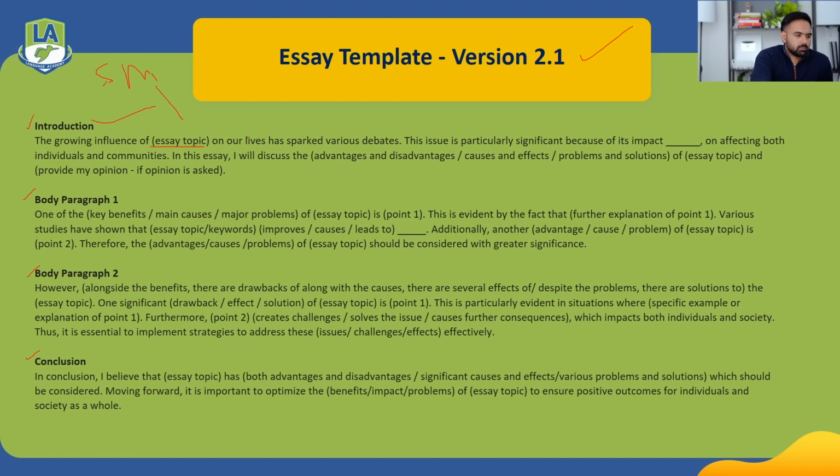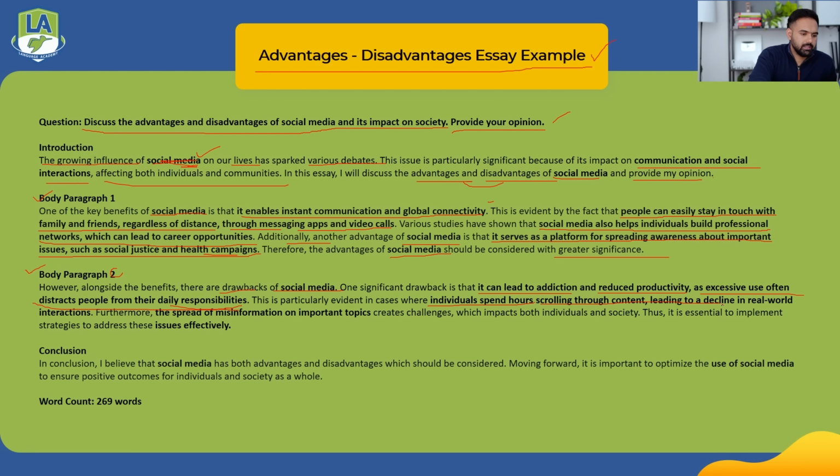This is particularly evident in cases where individuals spend hours scrolling through content, leading to a decline in real world interactions. Furthermore, the spread of misinformation on important topics creates challenges which impacts both individuals and society. That's it, we have explained the previous disadvantage. Thus, it is essential to implement strategies to address these issues effectively.